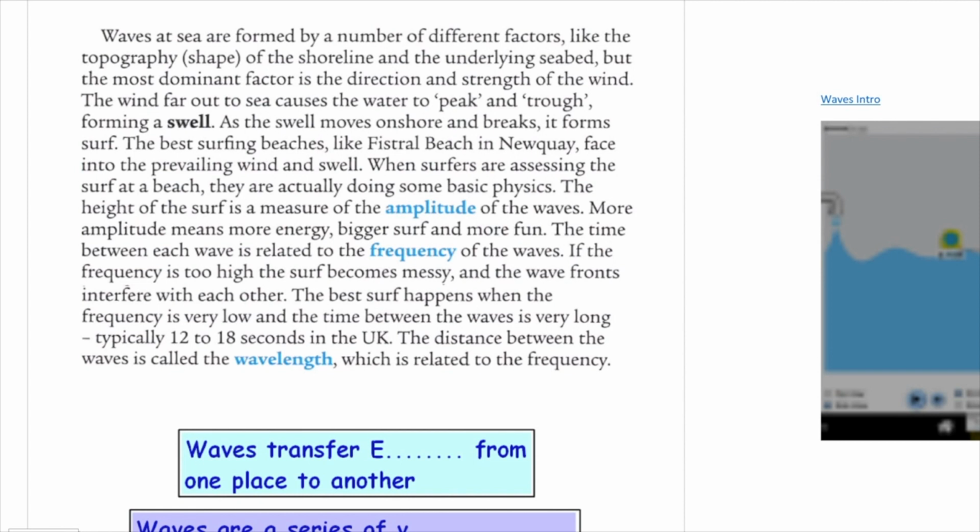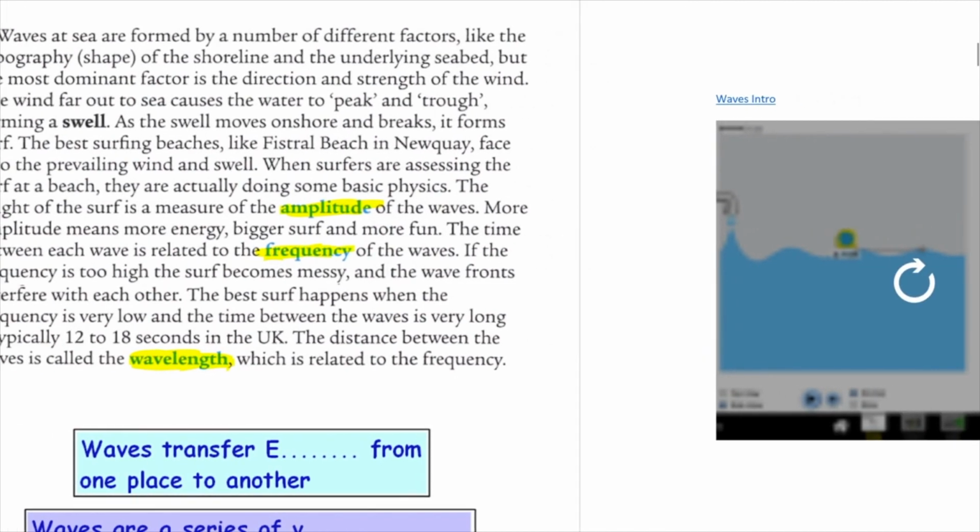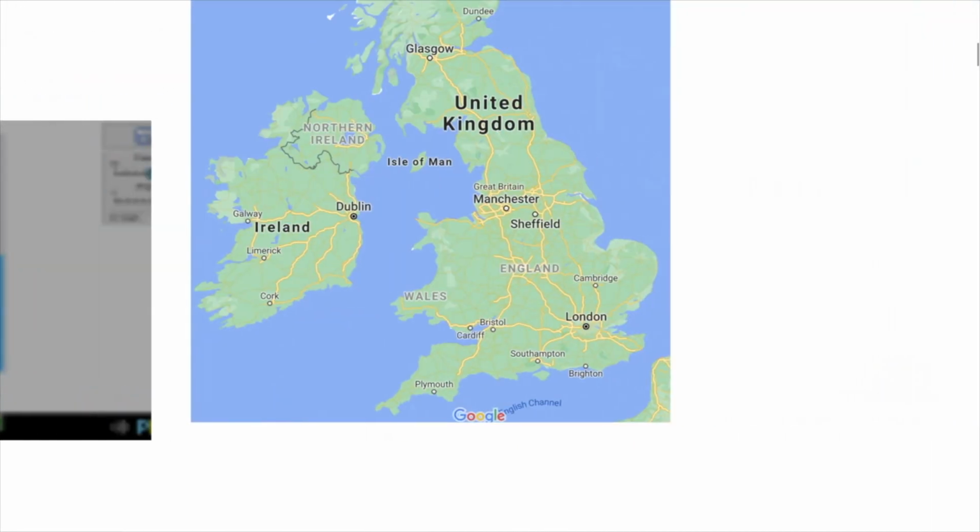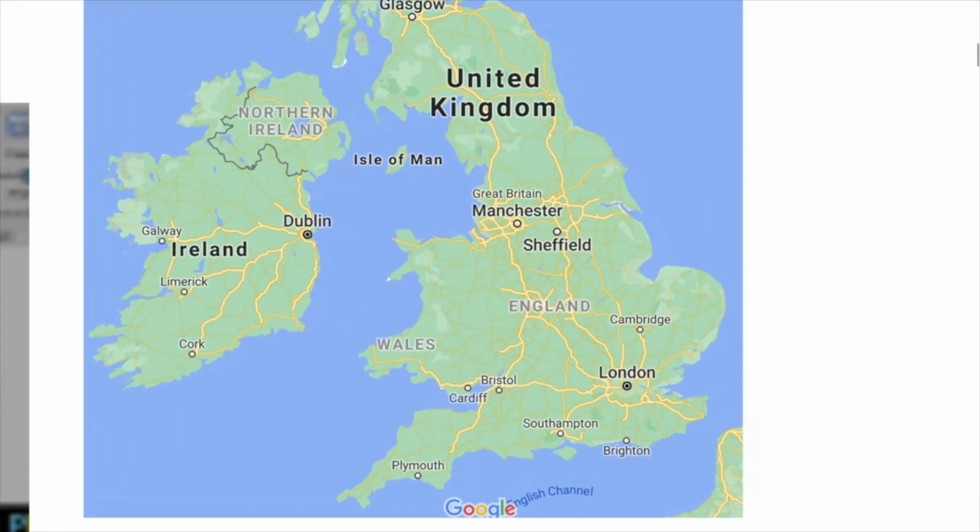So that's a bit of information about how waves are used for surfing. Again, there's a few words we're going to be learning about in a moment: amplitude, frequency and wavelength. I'm just highlighting those as I'm speaking to you. But just to give you an idea of where this paragraph is talking about.